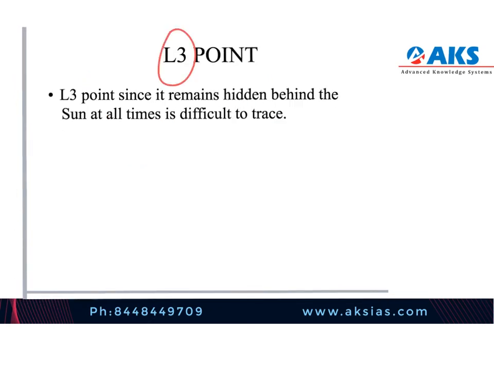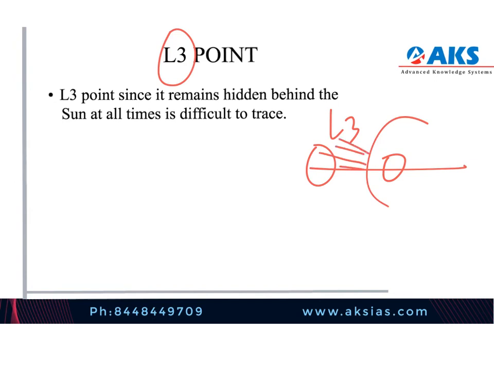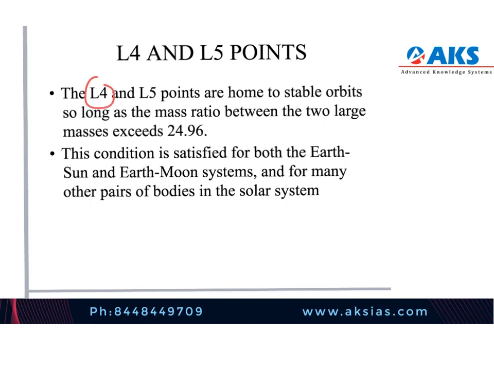So the L3 point, see, we have discussed the Sun is here and the L3 point is here. As it remains hidden behind the Sun at all times, it is difficult to trace. L1 is here, L2 is here, L4 and L5 are here. So L1 is a good place, L2 is a good place to put satellites. L3, as it is behind the Sun, is difficult to trace. The L4 and L5 points are home to stable orbits so long as the mass ratio between the two large masses exceeds 24.96. This condition is satisfied for both the Earth-Sun and Earth-Moon systems and for many other pairs of bodies in the solar system.